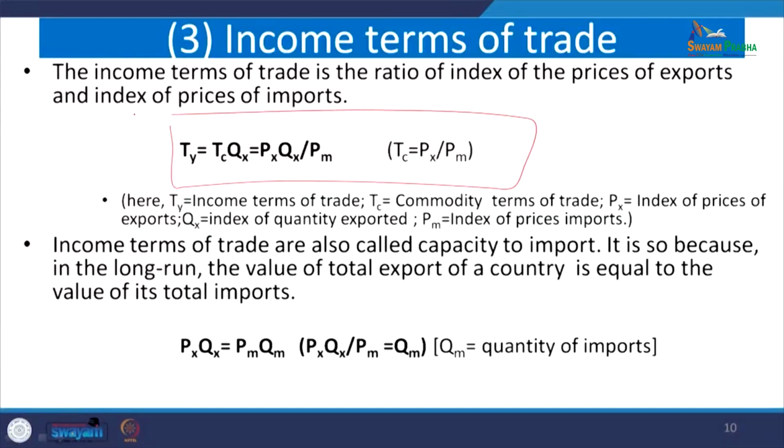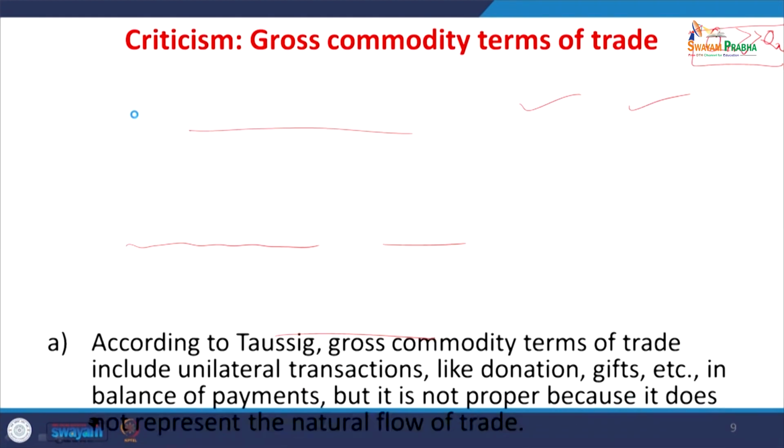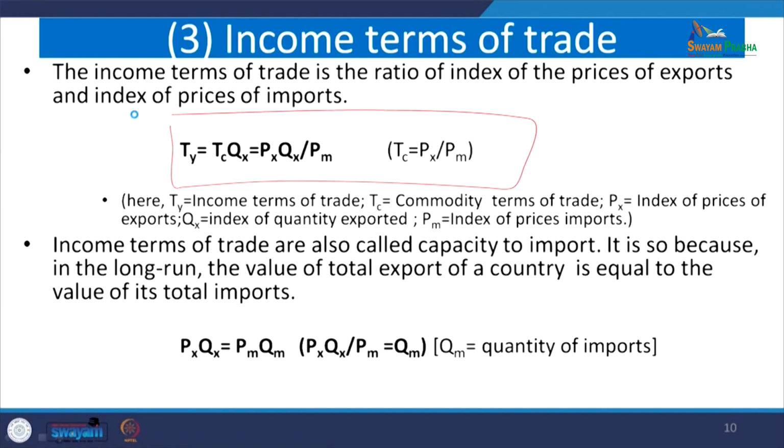Now, another approach of measuring terms of trade is through income terms of trade: how much income is earned as a ratio through exports or imports. So far we discussed QX in the previous slide. Now, we are discussing something a little different, that is, in terms of income. Income terms of trade is the ratio of the index of export prices and the index of import prices, multiplied with another component called quantity.